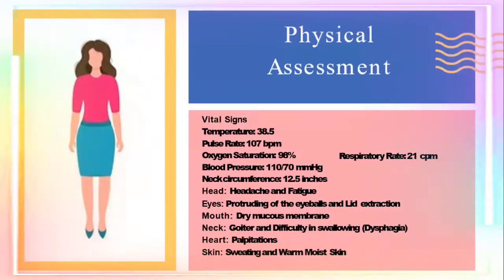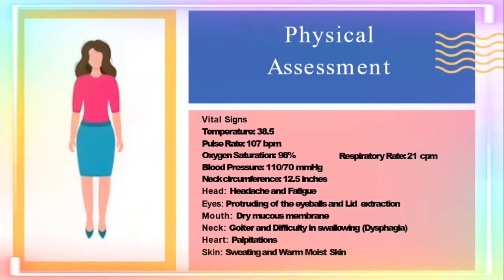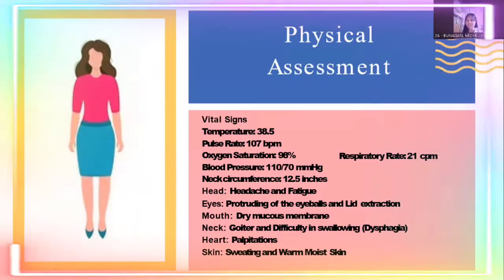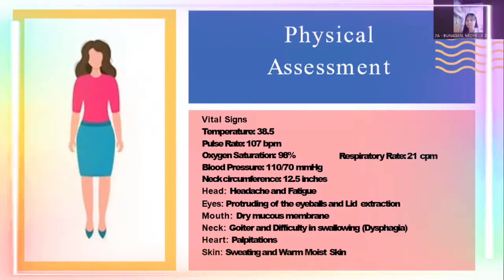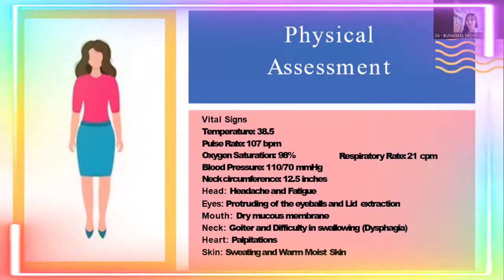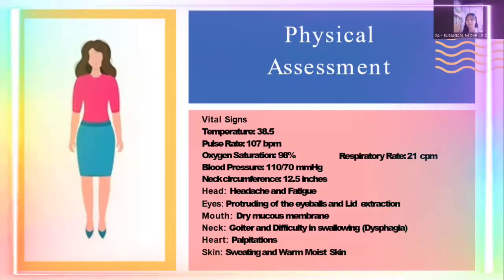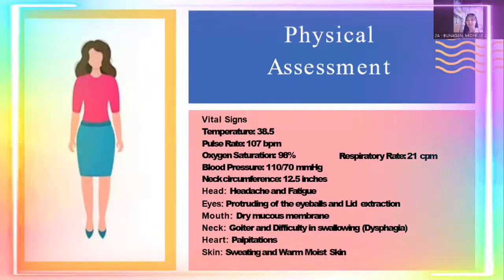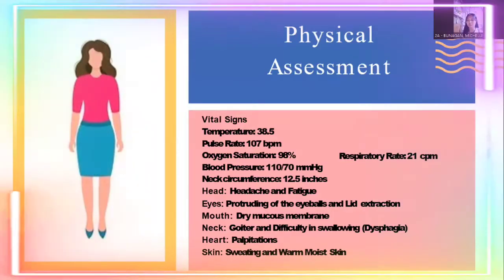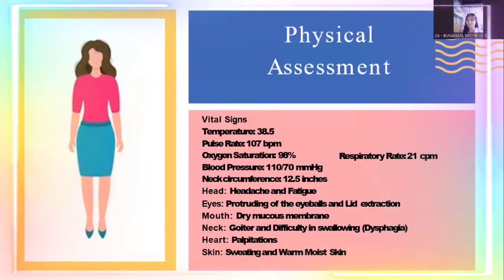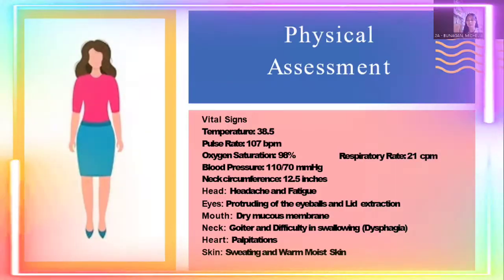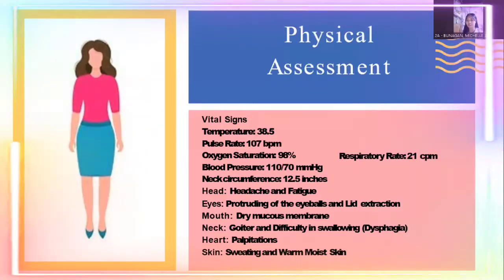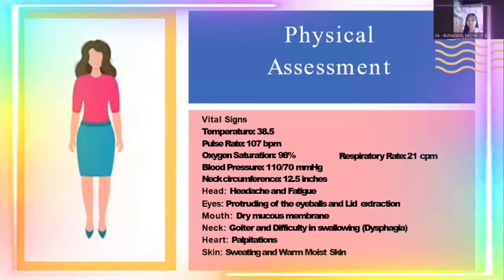For the physical assessment, first is vital signs. The temperature is 38.5 degrees Celsius. The pulse rate is 107 beats per minute. The oxygen saturation is 98%. The respiratory rate is 21 cycles per minute. The blood pressure is 110/70 millimeters of mercury. And the neck circumference is 12.5 inches.